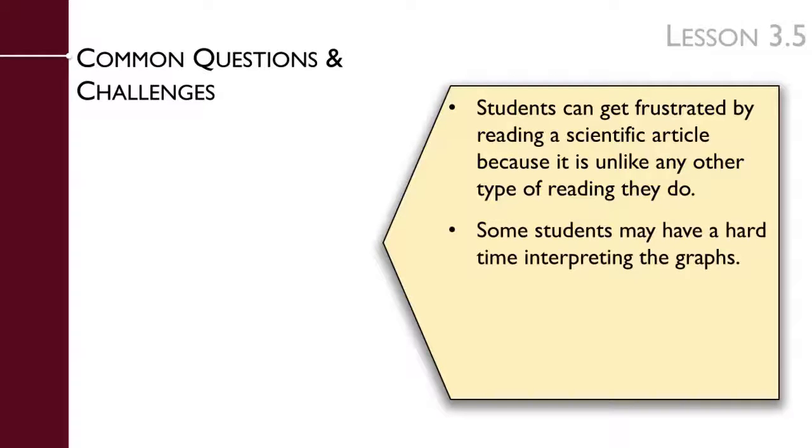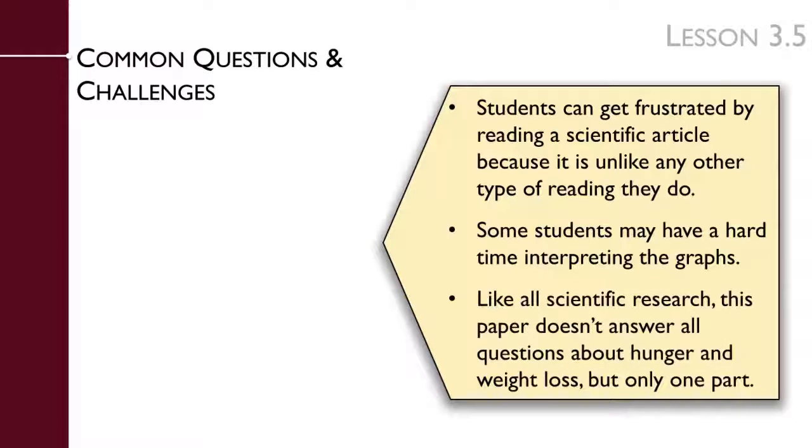Second, some students may have a hard time interpreting the graphs. Go slow and concentrate on one axis and one participant group at a time. Third, like all scientific research, this paper doesn't answer all questions about hunger and weight loss, but only one part. Research is slow and moves one step at a time, and we often leave with more questions than we start. Some students will want to know all the answers after reading a scientific article, which just doesn't happen.